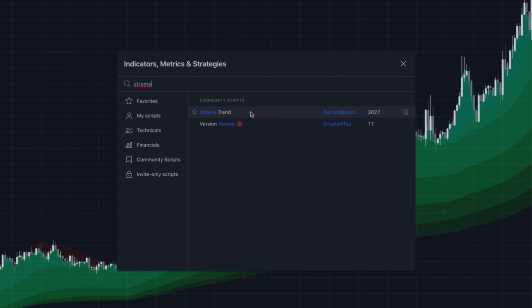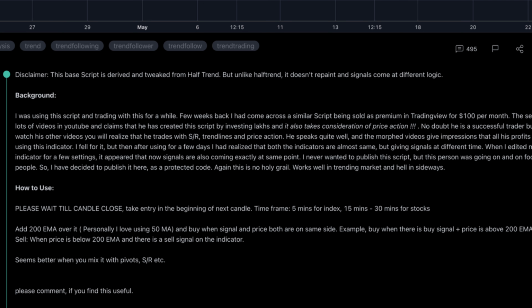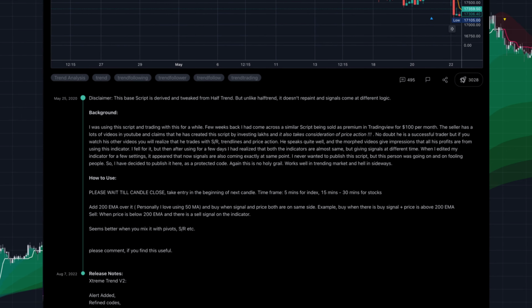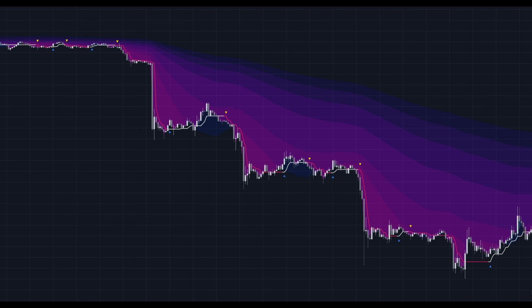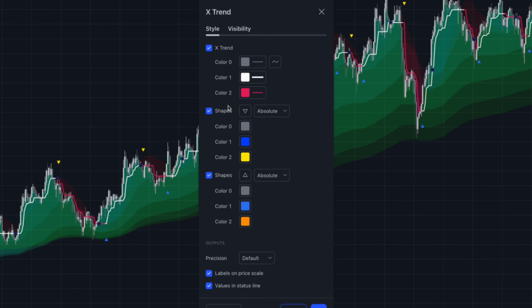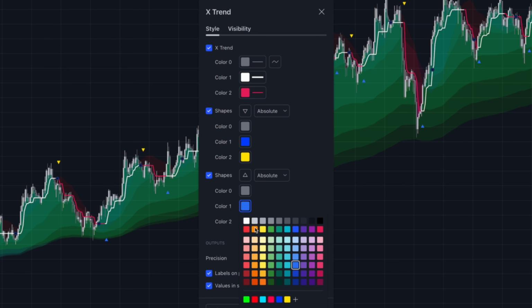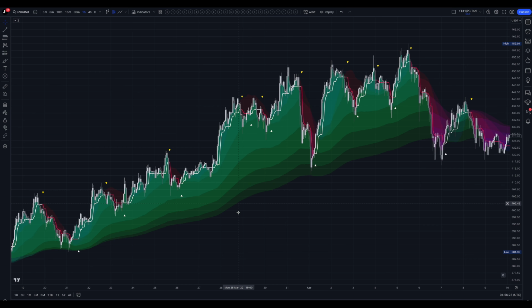This script is derived from Half Trend and has been customized. Notably, it doesn't repaint, and its signals are generated through a distinct logic as stated by the author. Let's quickly get through the settings. There are basically no settings you can change, so we'll only change the Extreme Trend color from blue to white for better visibility.